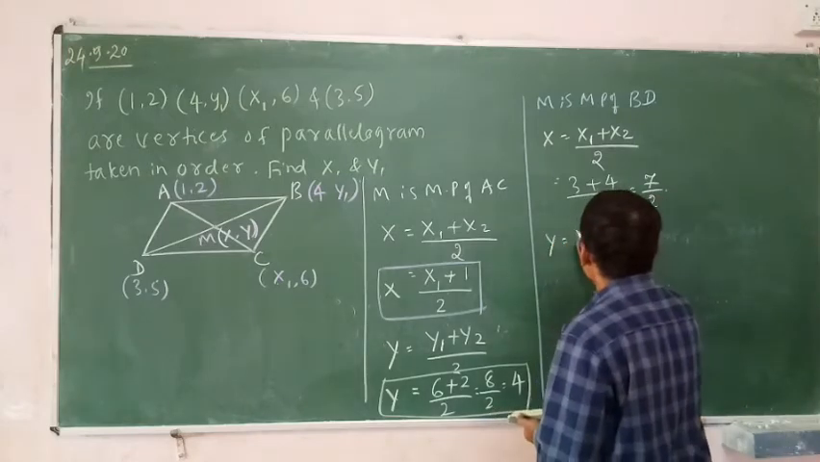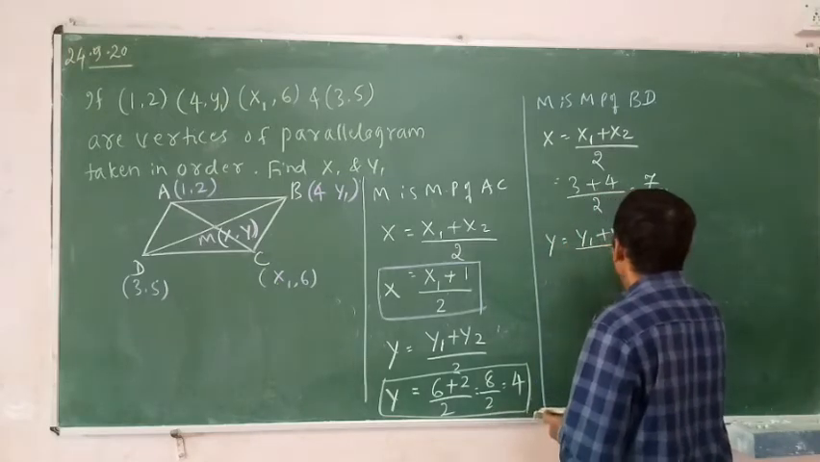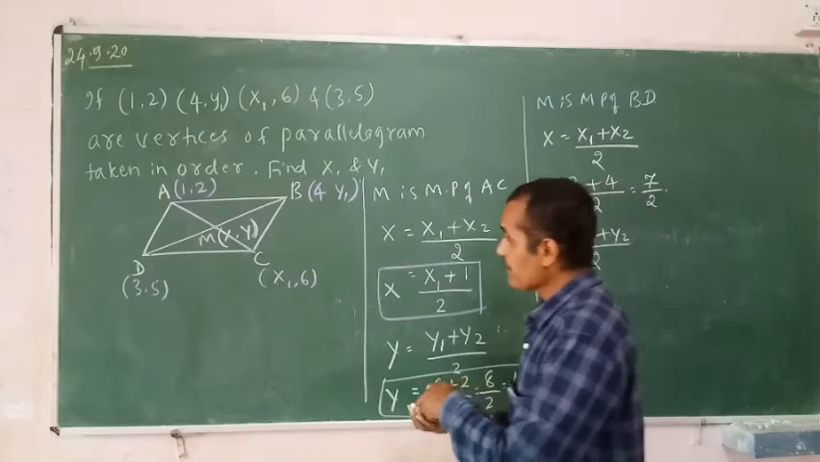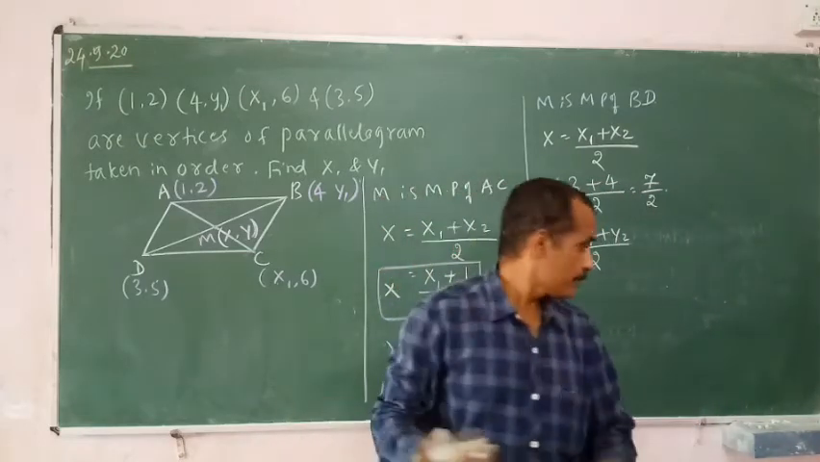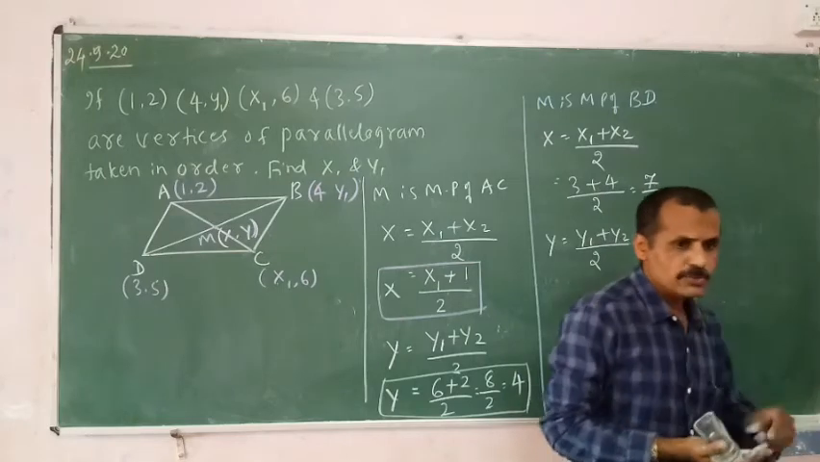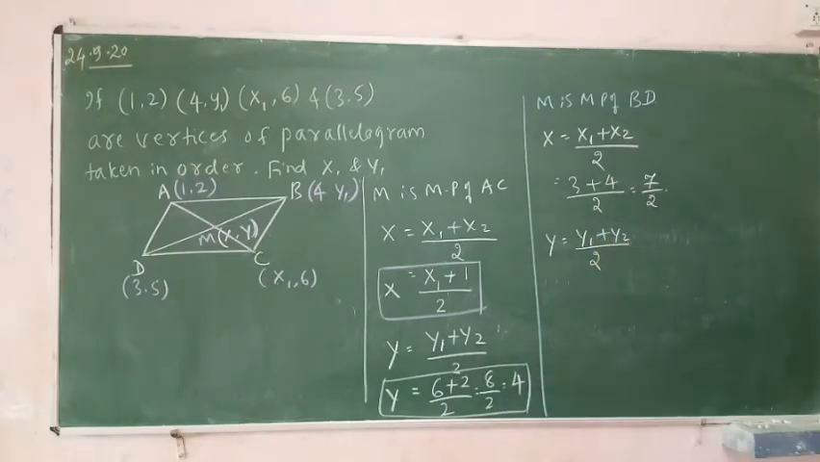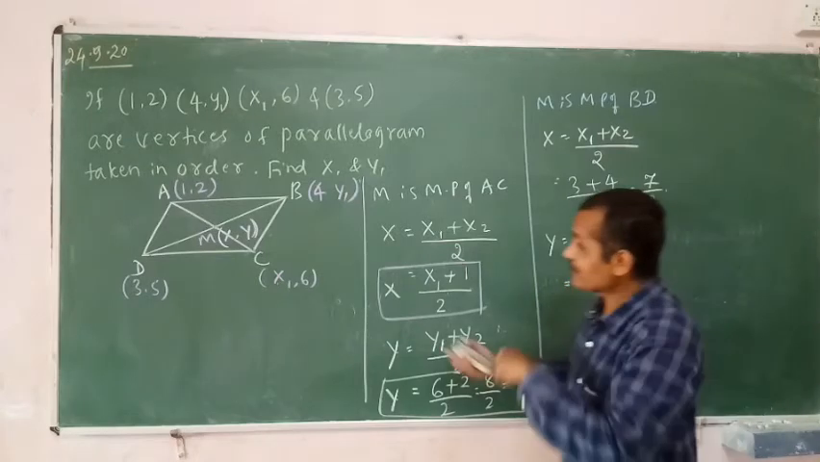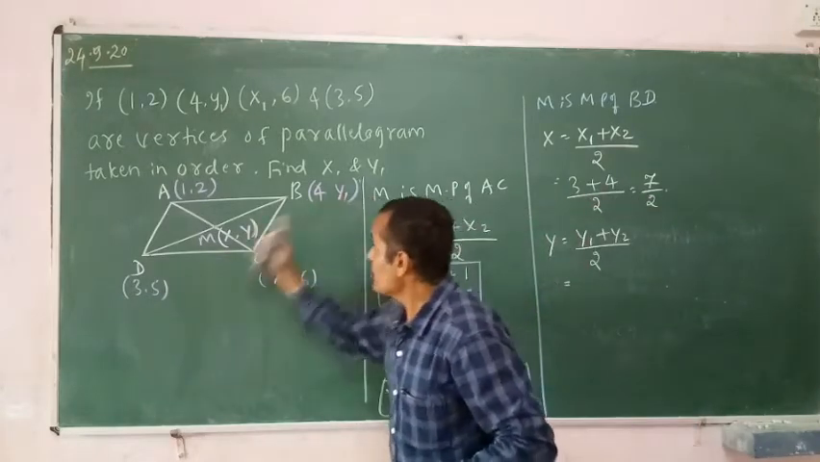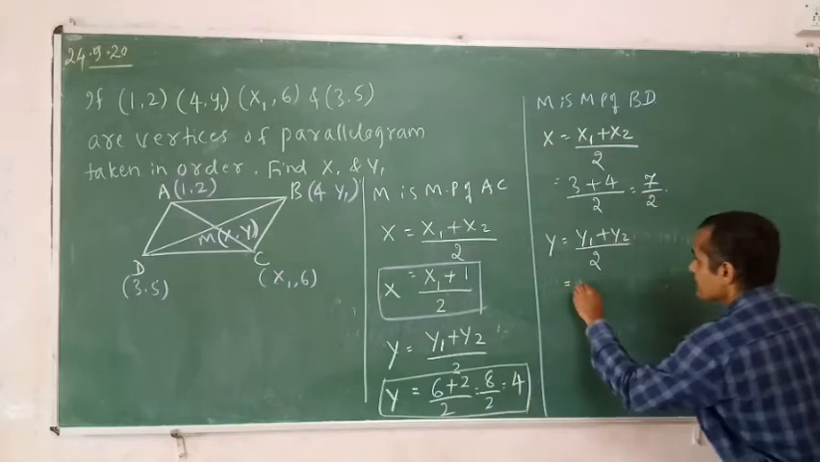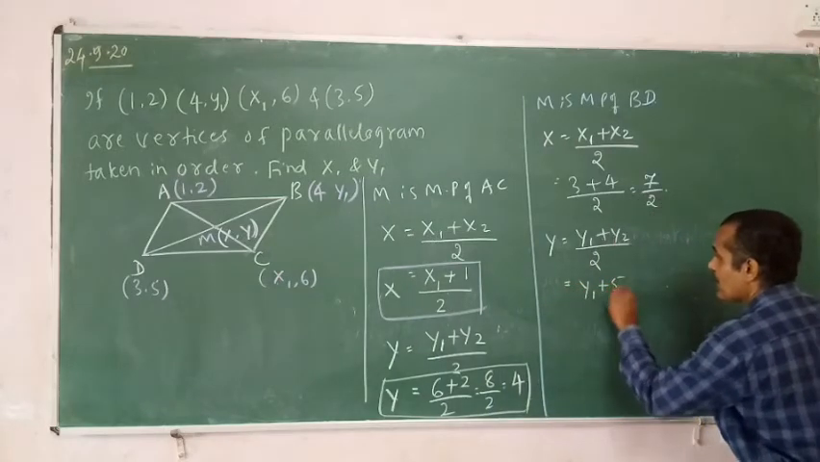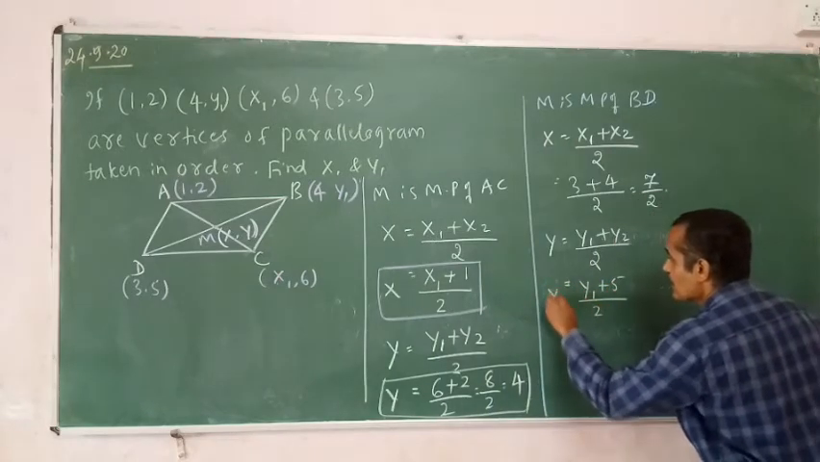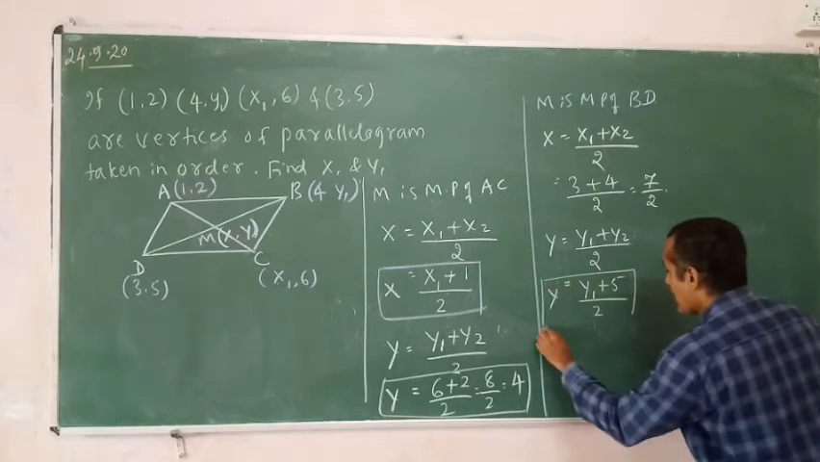And y is equal to y1 plus y2 divided by 2. Just a minute. Okay, y1 plus y2. Come on, y1. It is y1 plus 5 divided by 2, that is the value of y.